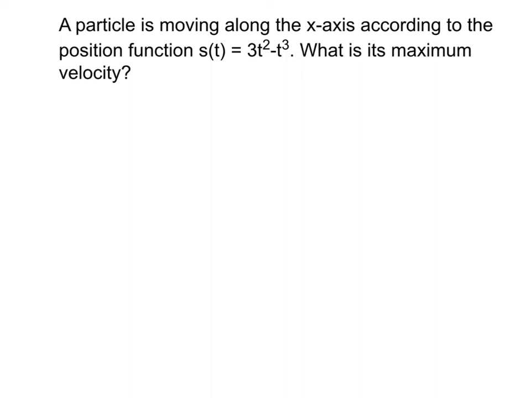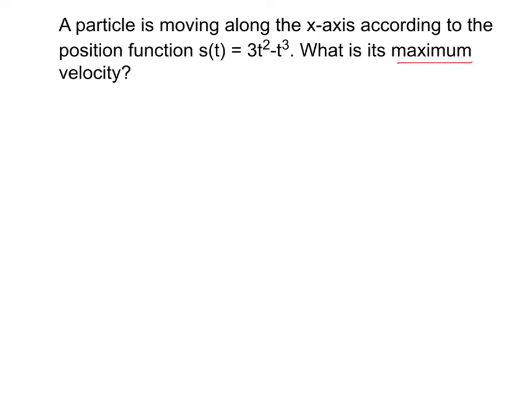A particle is moving along the x-axis according to the position function s of t is equal to 3t squared minus t cubed. What is its maximum velocity? As soon as you see the word maximum, you should be thinking that this is some type of optimization problem.